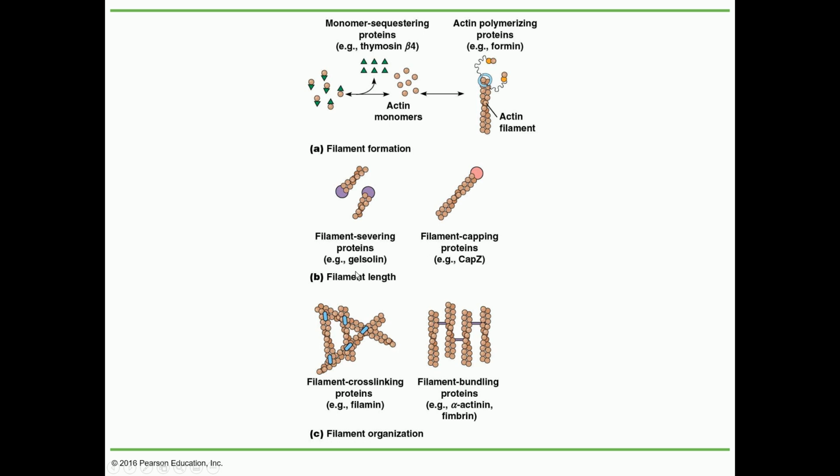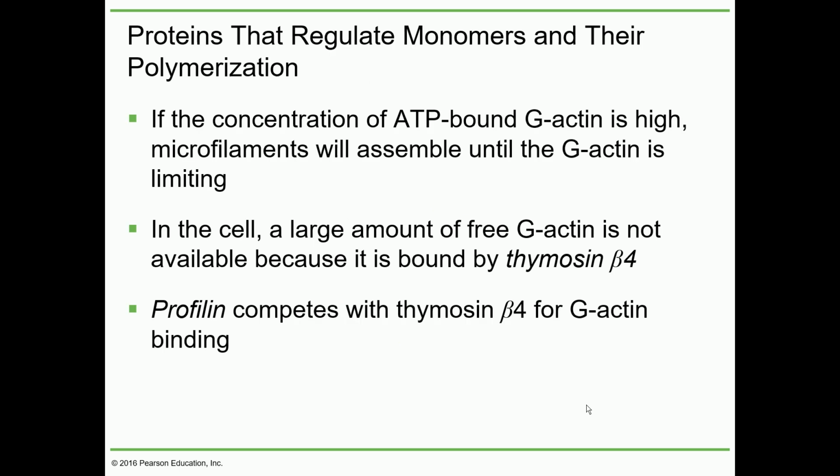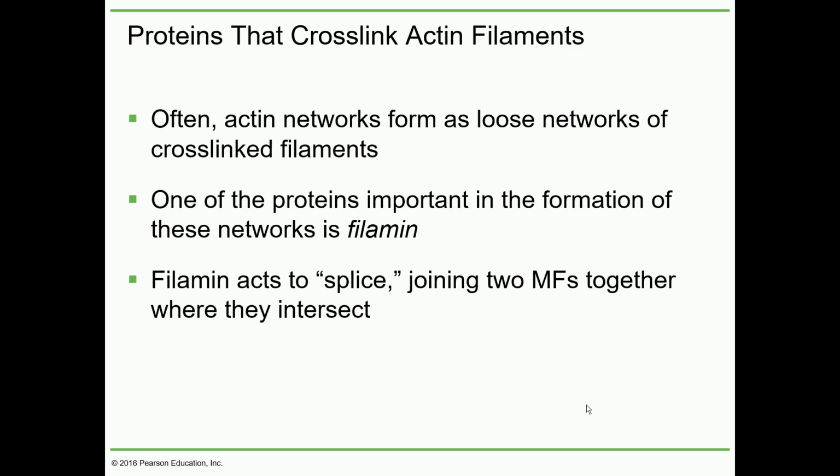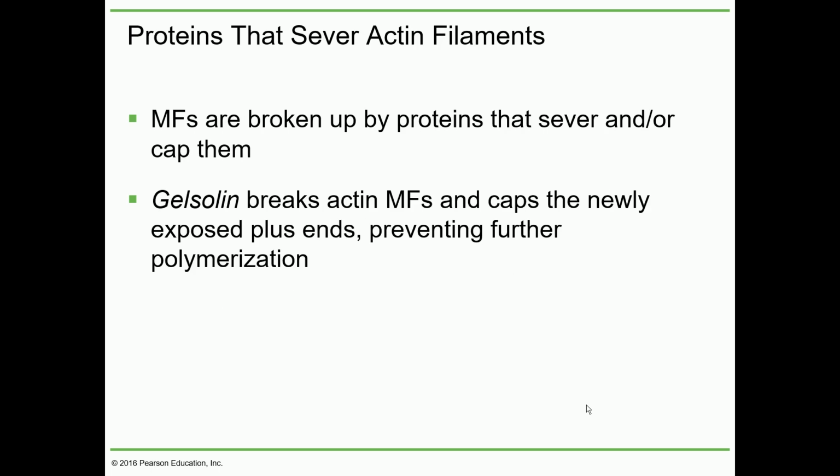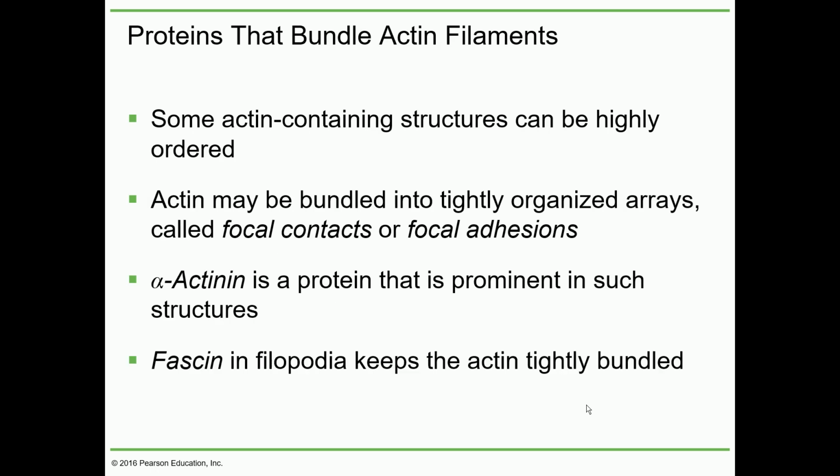Then these are filament severing proteins like gelsolin, and this is filament capping proteins, CAPZ, then filament cross-linking proteins, and filament bundling proteins like alpha actinin and fibrillin. Okay, so this is basically all the information I just gave you. You can go over them. So they are all proteins which interact with the actin filaments.